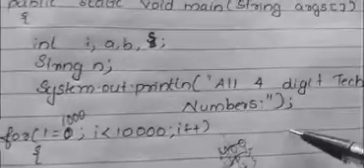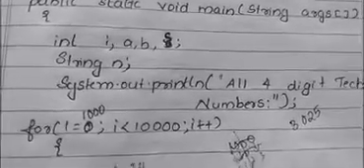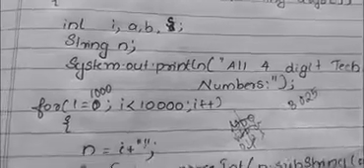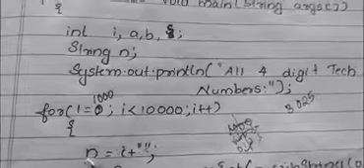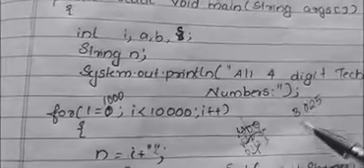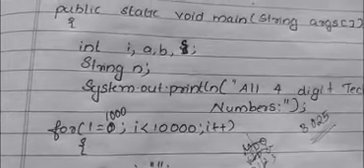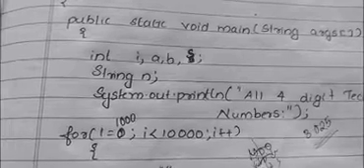So this is the main point. Now suppose our number is 3025. The value of i will be 3025, and we have converted that to a string using this statement and stored it in the variable n. So this particular number is now converted to string type. This is our inputted number. How will we get the half of this number?